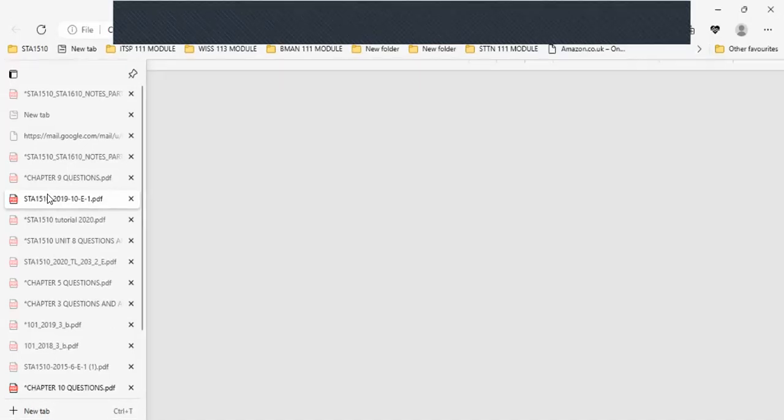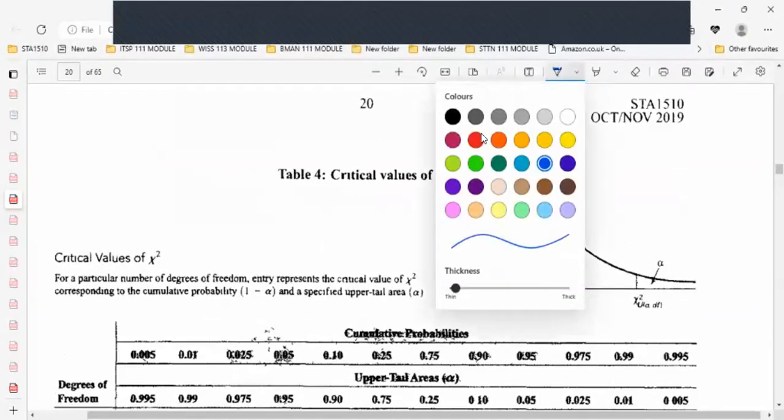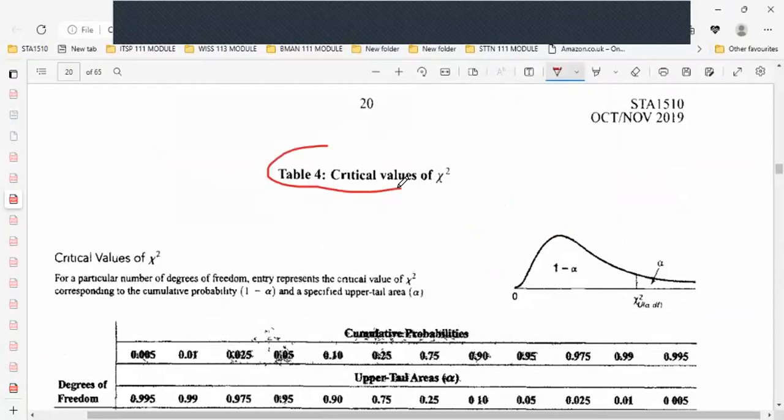Check our table. You see, here it is, table 4. Table 4, critical value of chi-squared. For chapter 10, you're going to use this table when calculating the critical value.